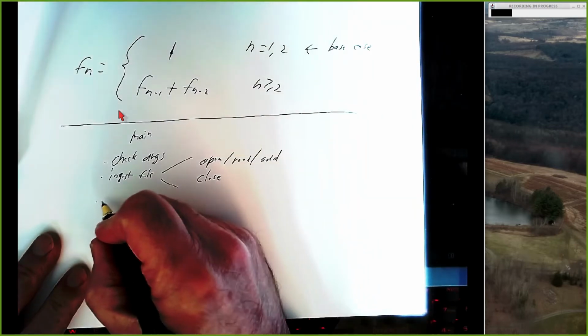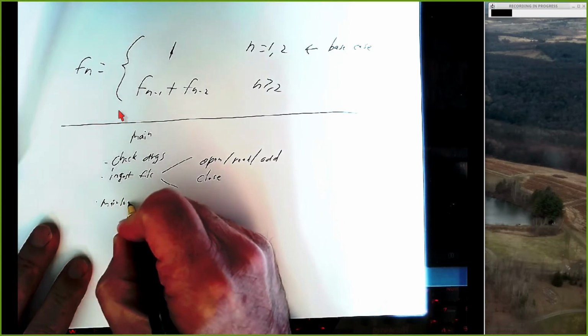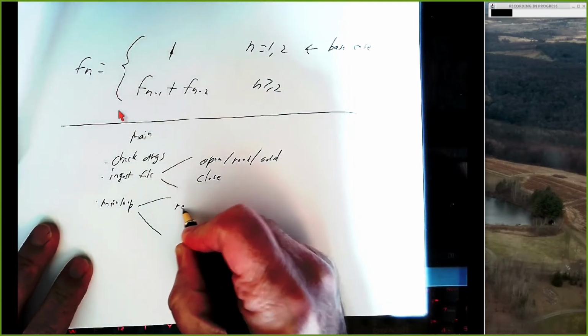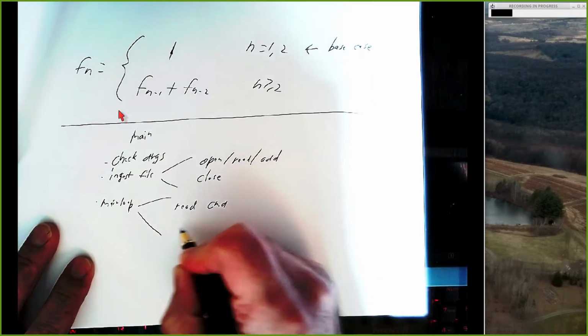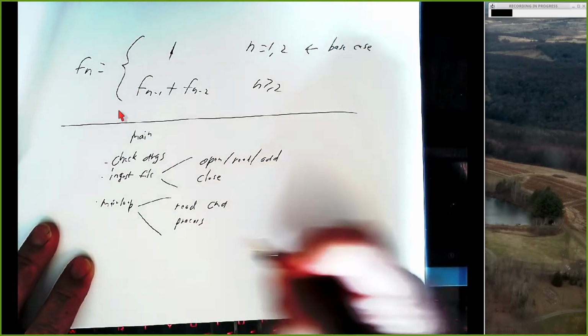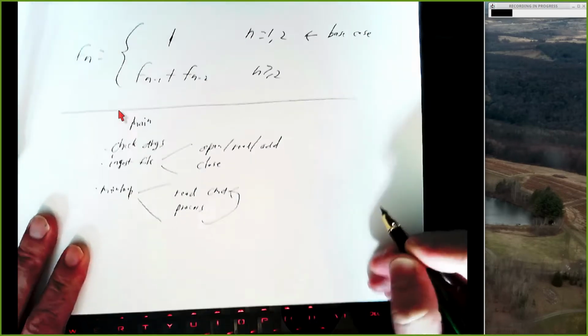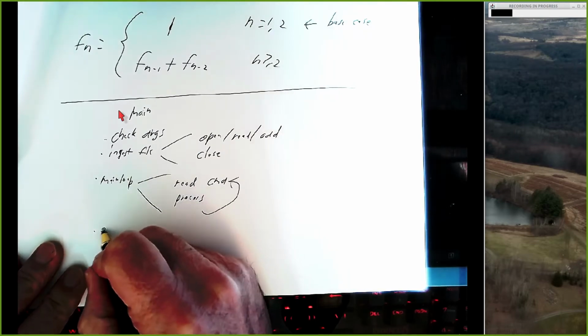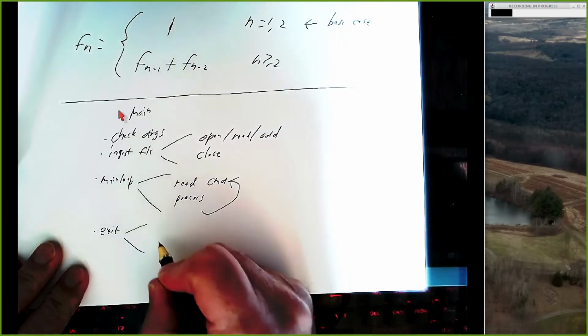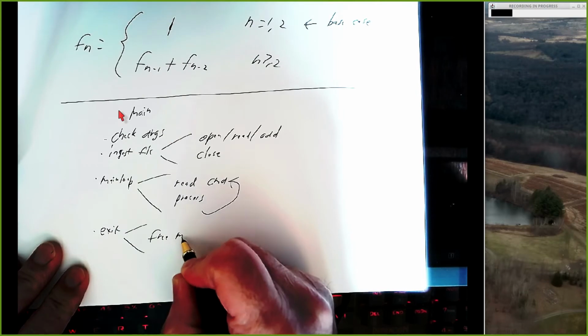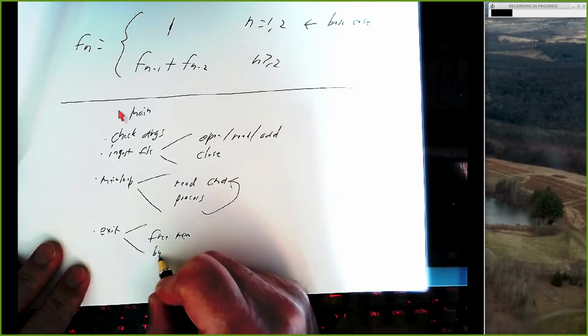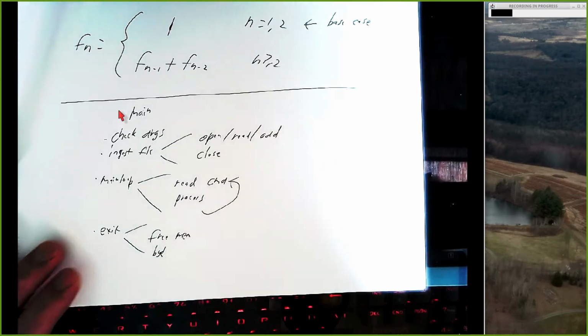And then main loop, which is read a command, process, and just keep doing that. And then your exit, which is basically free memory. And then maybe say goodbye. And then just exit.